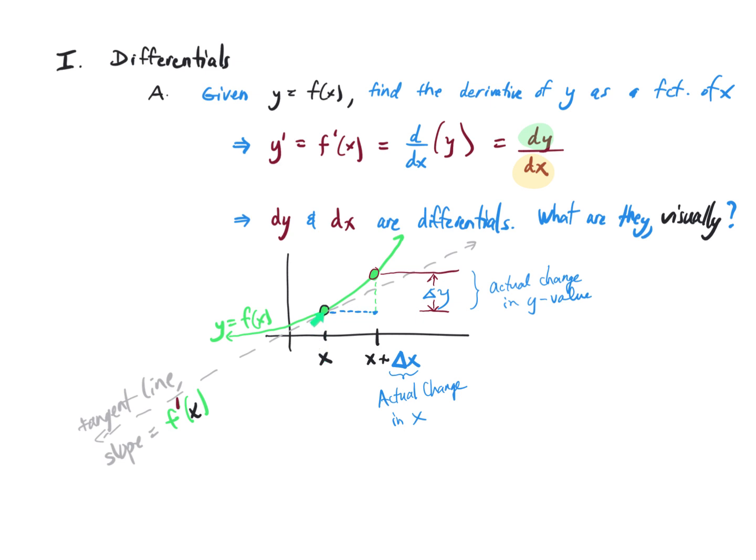For a linear model, if we go to the right, that's going to be our differential in x, and it says only go up this high, and that's our differential in y. So the change in y according to our linear prediction is the differential y, whereas the actual change in y is delta y.